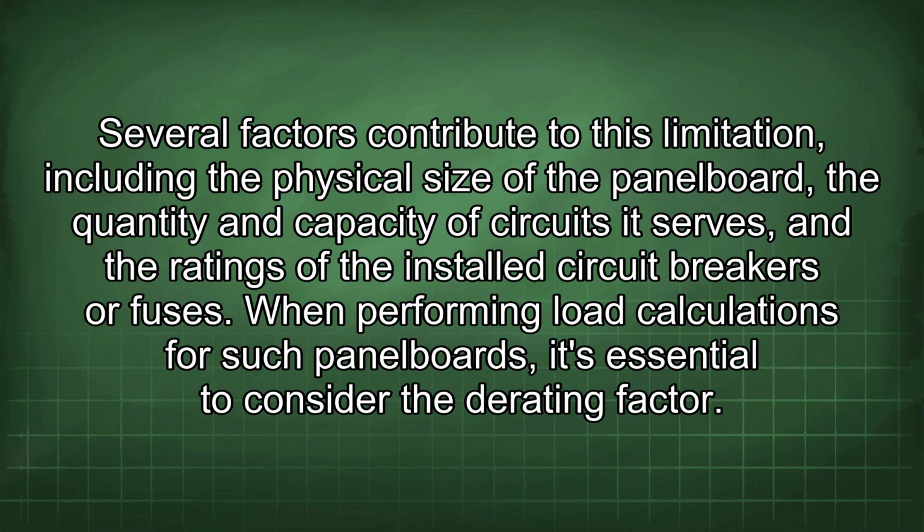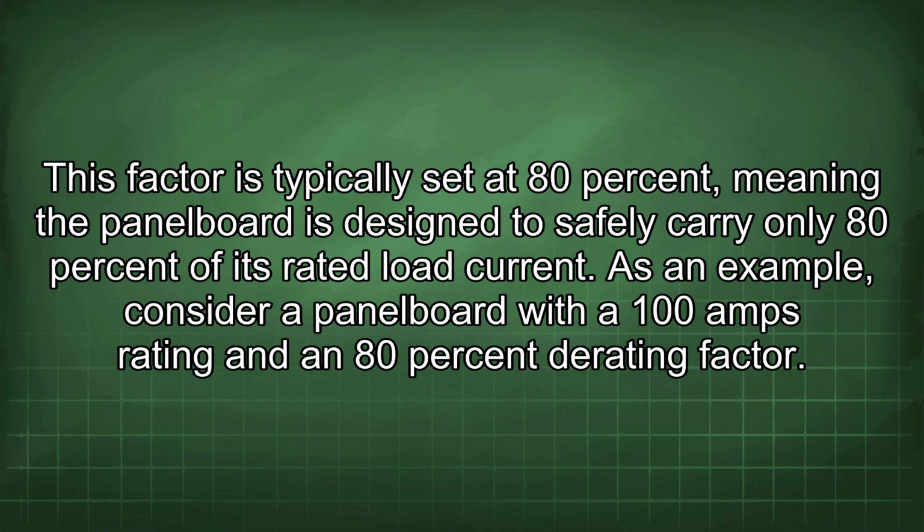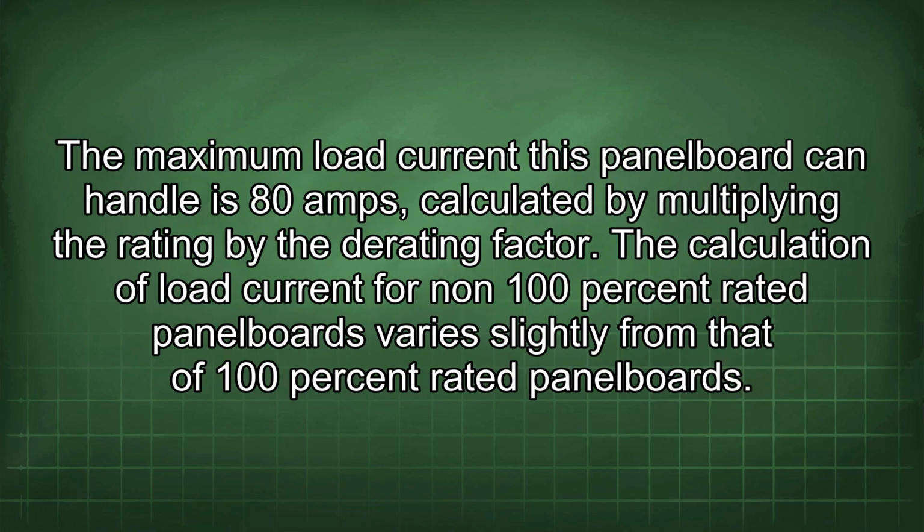When performing load calculations for such panel boards, it's essential to consider the derating factor. This factor is typically set at 80%, meaning the panel board is designed to safely carry only 80% of its rated load current. As an example, consider a panel board with a 100 amps rating and an 80% derating factor. The maximum load current this panel board can handle is 80 amps, calculated by multiplying the rating by the derating factor.